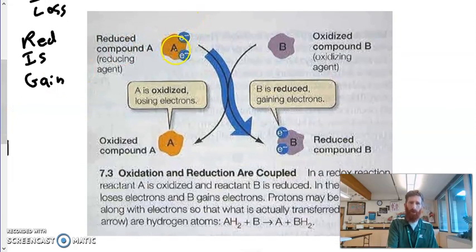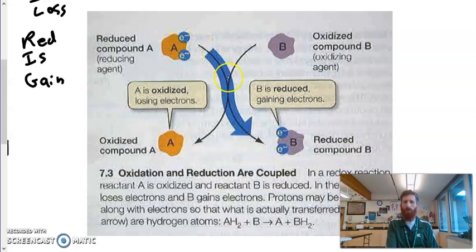Okay, so we have compound A right here that's already been reduced. It's already gained these electrons. And so this is going to be the reducing agent in this chemical reaction, and it is going to become oxidized. It is going to lose electrons. It already gained electrons. It was already reduced in some other chemical reaction in a land far, far away. It already had that, so it's the reducing agent.